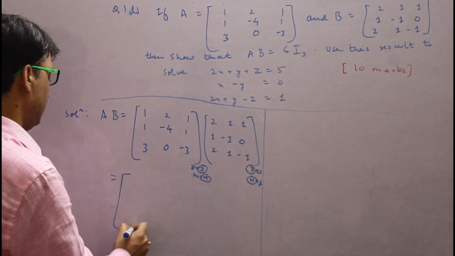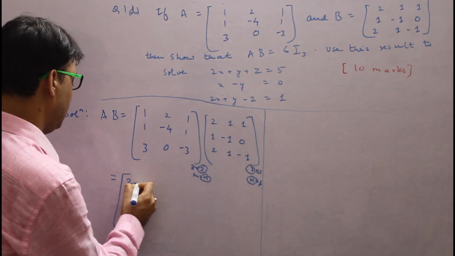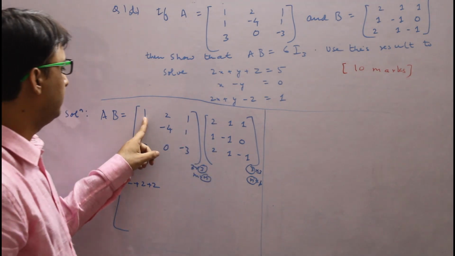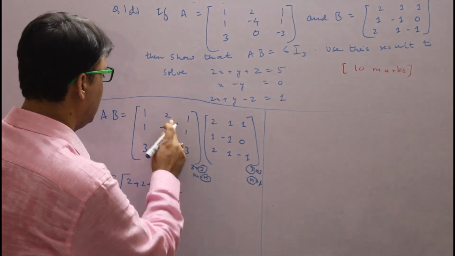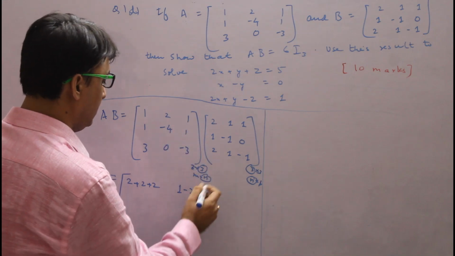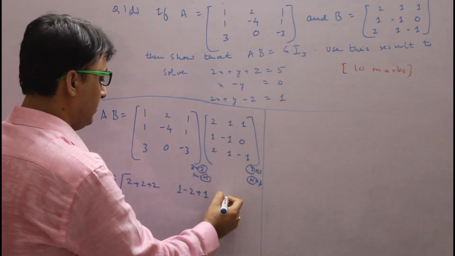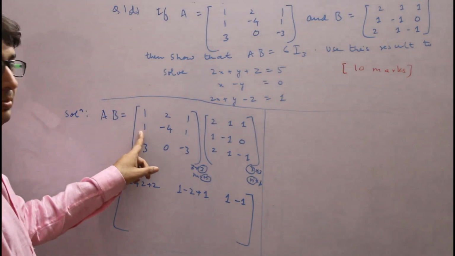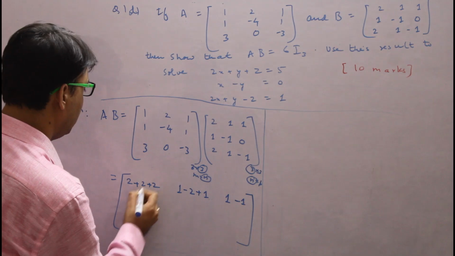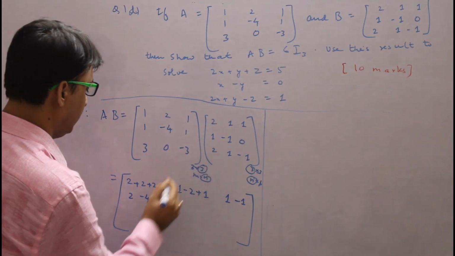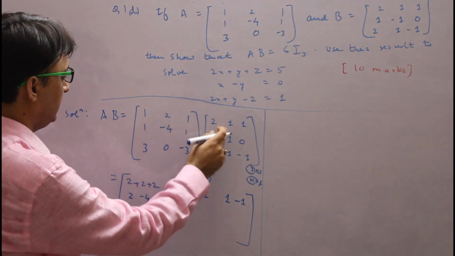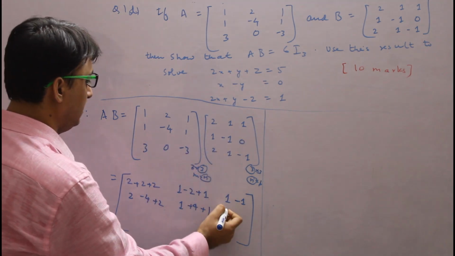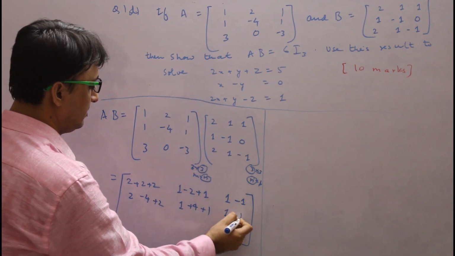So we can write this as 1 into 2 plus 2 into 1 plus 1 into 2. Similarly, 1 into 1 is 1, 2 into minus 1 is minus 2, and 1 into 1 is plus 1. 1 into 1 is 1, 2 into 0 is 0, 1 into minus 1 is minus 1. Similarly, we will compute the other parts also. This is 1 into 2, 2, minus 4, then plus 2. Here 1 into 1, minus 4, minus 1, plus 4, plus 1. Here this is 0, and 1 into minus 1 is minus 1.